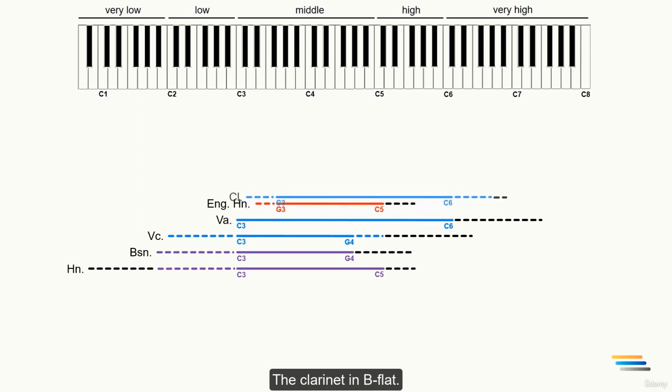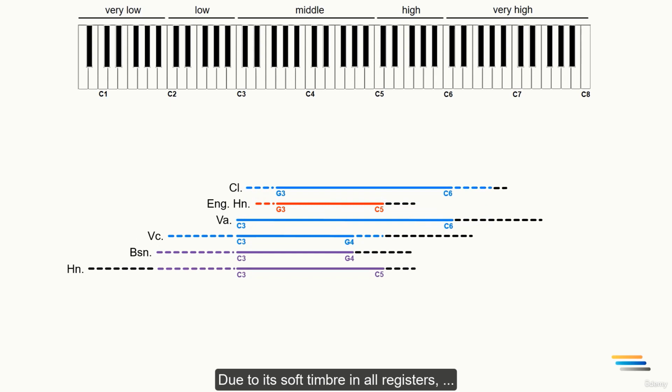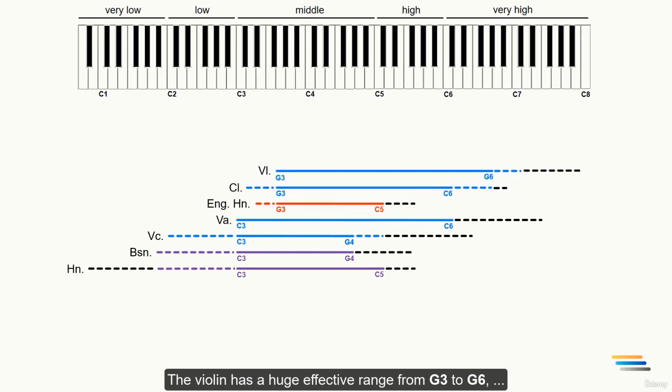The clarinet in B flat. Due to its soft timbre in all registers, I'm going to expand its range from G3 to C6. The blue dashed lines can also be used. The violin has an effective range from G3 to G6, while it can go up to C7. The very high register is not useful and is risky since the intervals become close to each other on the soundbox.